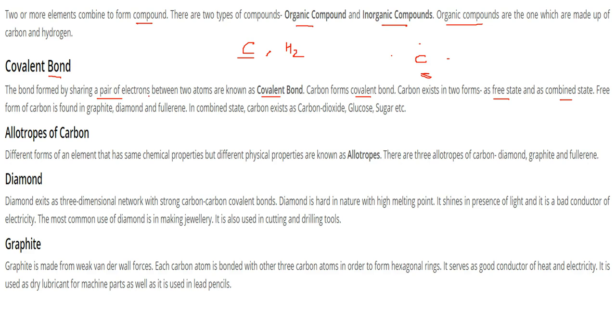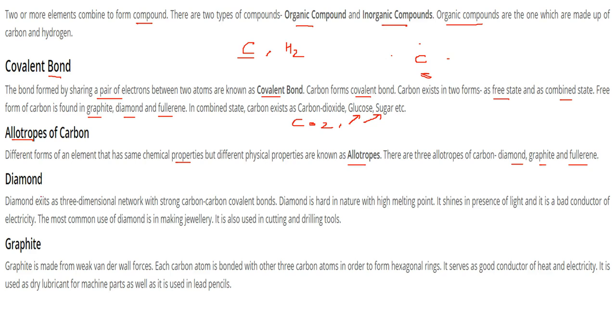The free state forms of carbon are graphite, diamond, and fullerene, and in combined state you will see carbon dioxide, glucose, sugar, etc. What are allotropes of carbon? Any element which has the same chemical property but different physical properties, these are known as allotropes. So in terms of carbon, we have 3 allotropes: diamond, graphite, and fullerene.